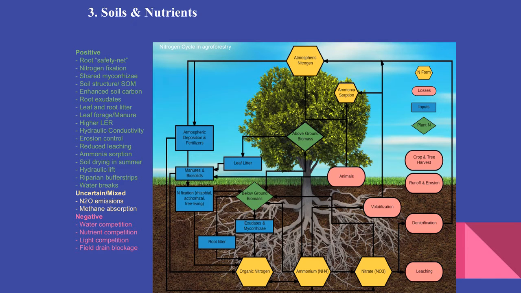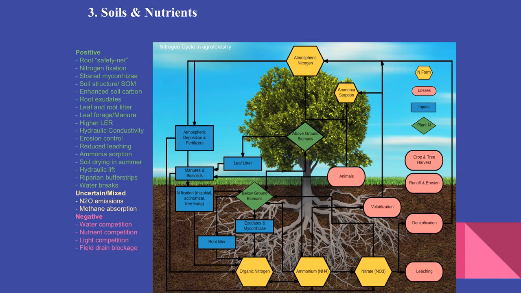Higher land equivalent ratio. Hydraulic conductivity in those systems improves because the roots are creating channels through which the water can percolate. Erosion controlled, reduced leaching, sorption of ammonia, I'll come on to later, in the canopy. There's evidence of absorption of water in the soil in summer, therefore there is a greater area of pore space for the autumn rains to come into and be held rather than being turned into overland flow.